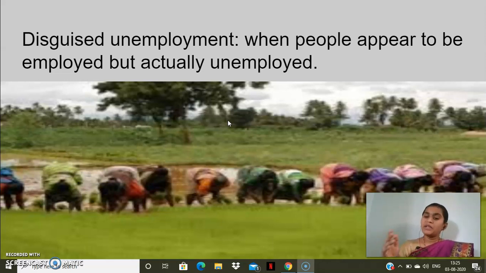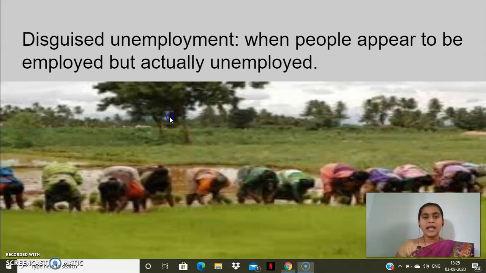If we use 8 members, the production will not increase. So in that situation, those extra three members will be considered as disguised unemployed. Hope you understood, no, children?